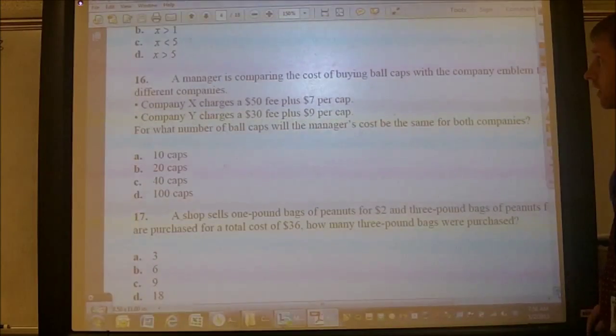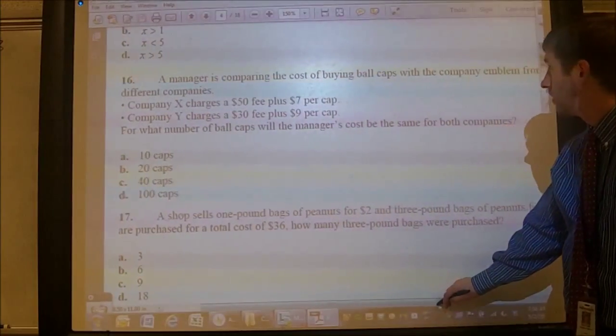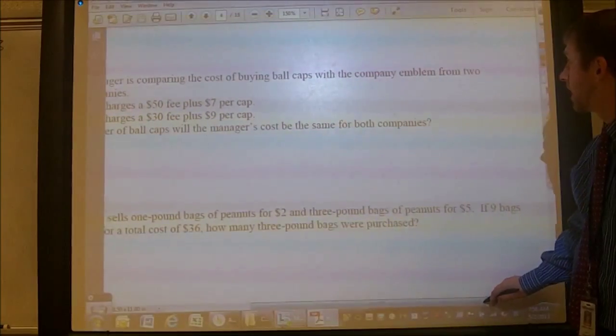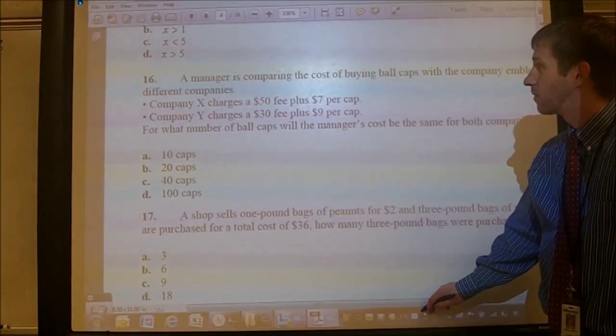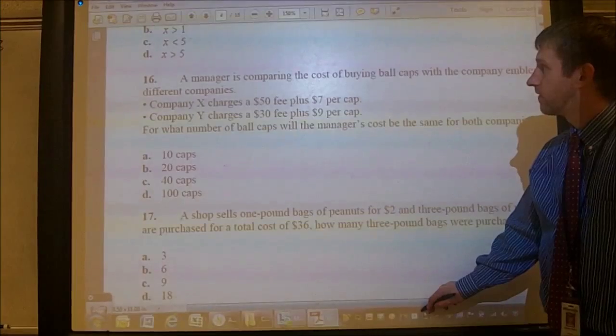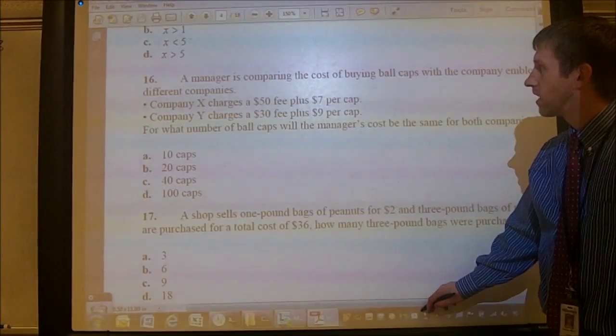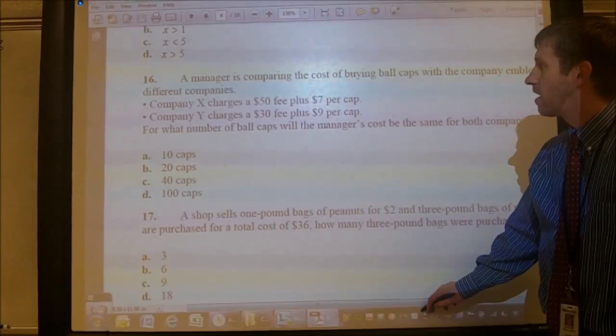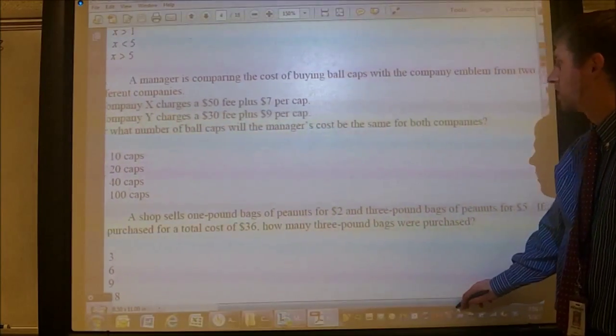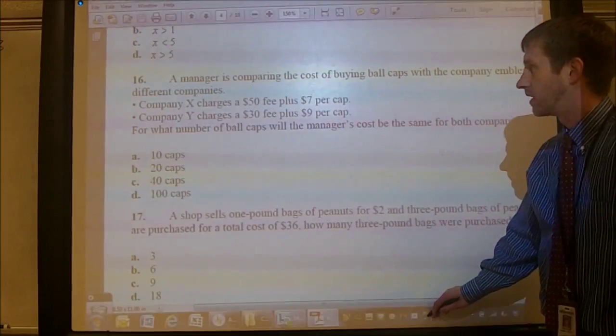A manager is comparing the cost of buying ball caps with the company emblem from two different companies. Company X charges a $50 fee plus $7 per cap. Company Y charges a $30 fee plus $9 per cap. For what number of ball caps will the manager's cost be the same for both companies?